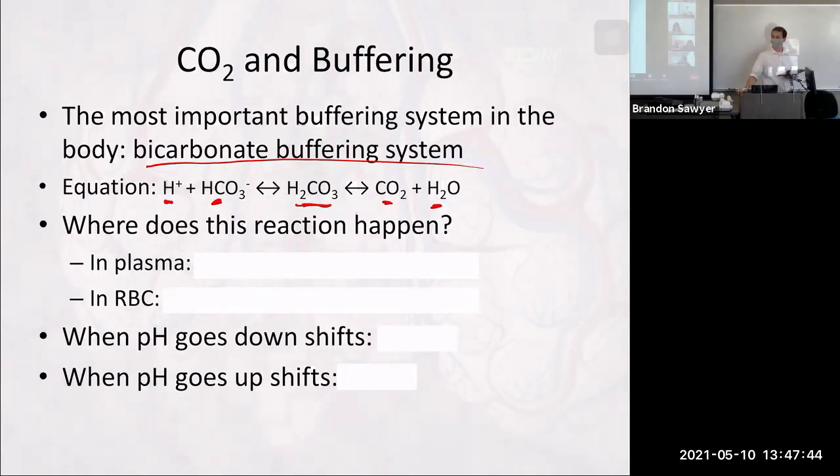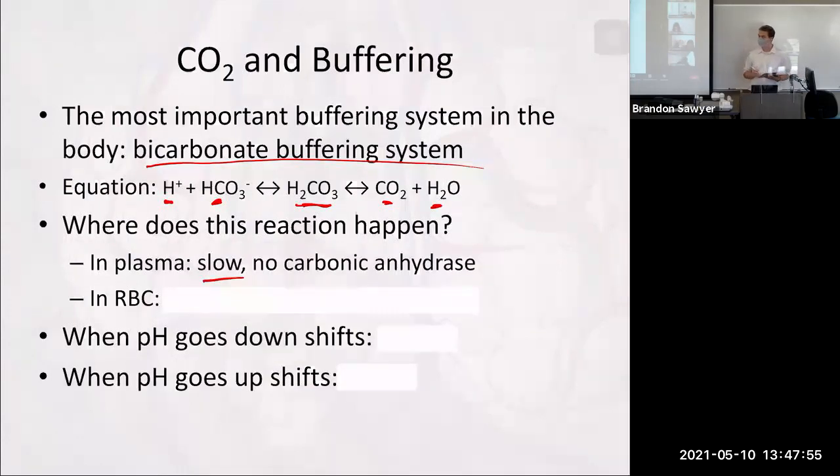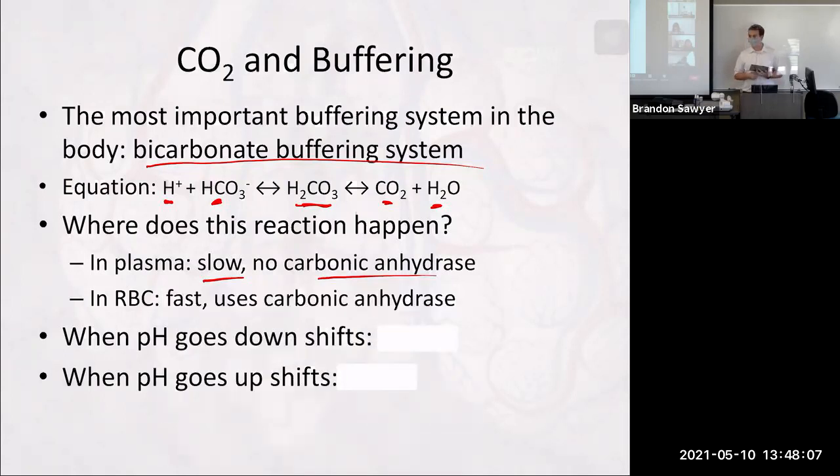This reaction happens in two primary locations. It can happen just right out in the plasma in the blood. It doesn't happen very quickly when we do it that way because we don't have the special enzyme that speeds it up, called carbonic anhydrase, out there in the plasma. But then we can do this same reaction in the red blood cell at a much faster rate, because that's where we have that enzyme, carbonic anhydrase.